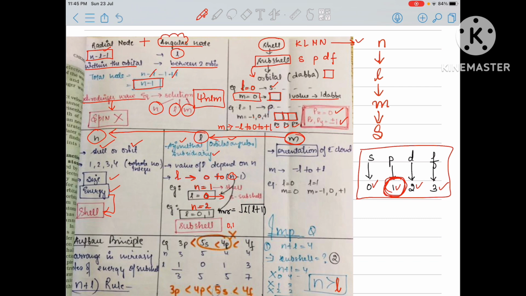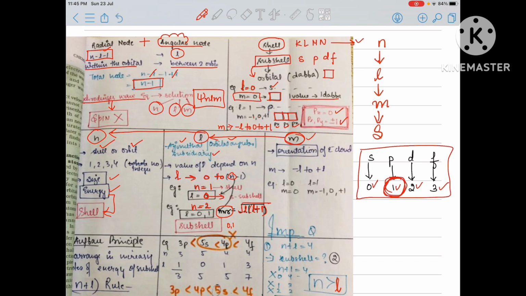And again, it's very important because l is also known as orbital angular momentum. Orbital angular momentum means mvr is equal to under root of l into l plus 1. Remember, this is l plus 1. I did this question wrong in my mock test also.